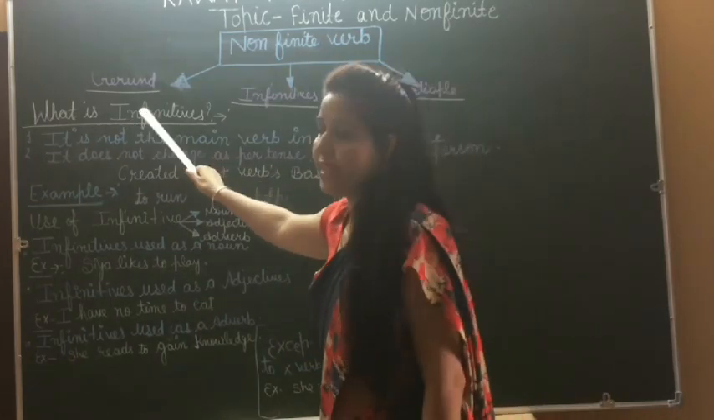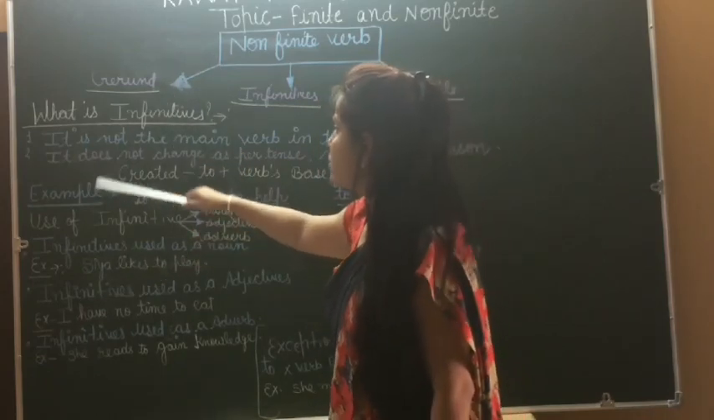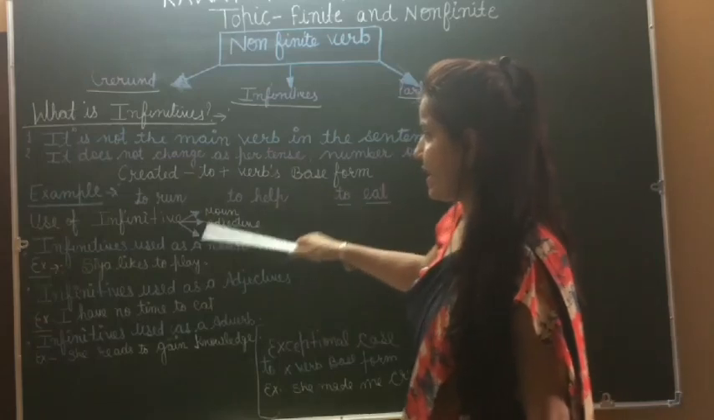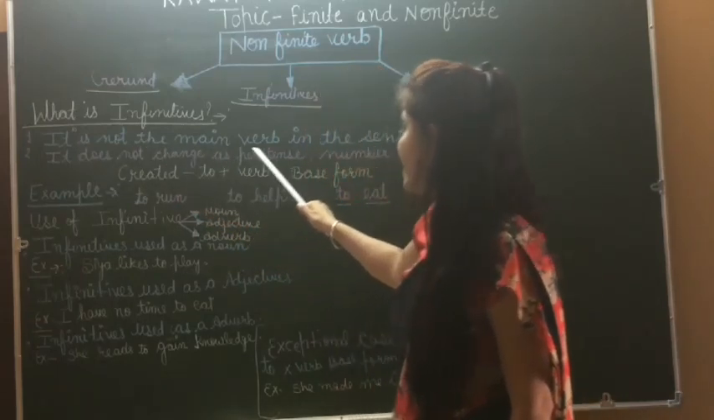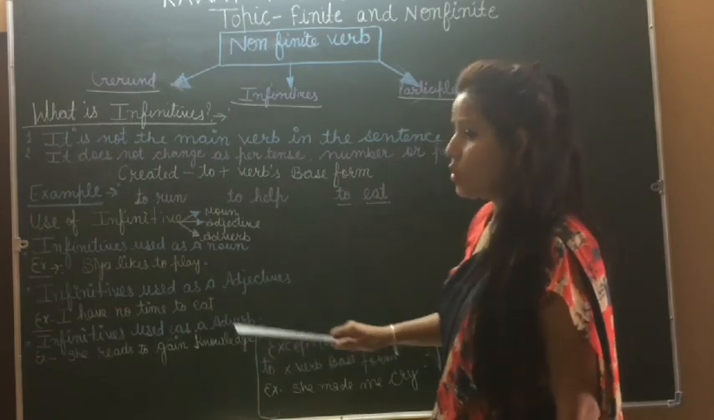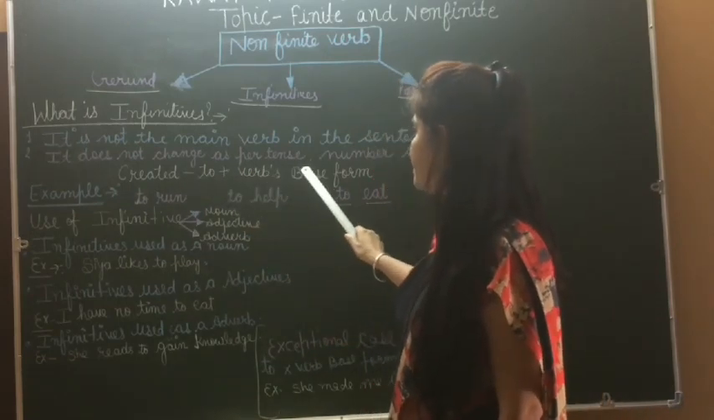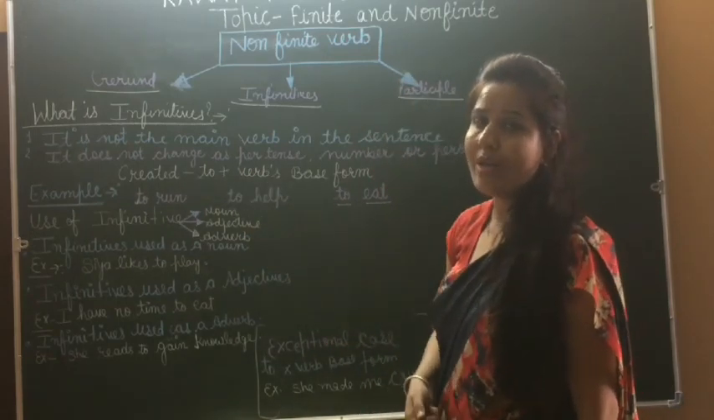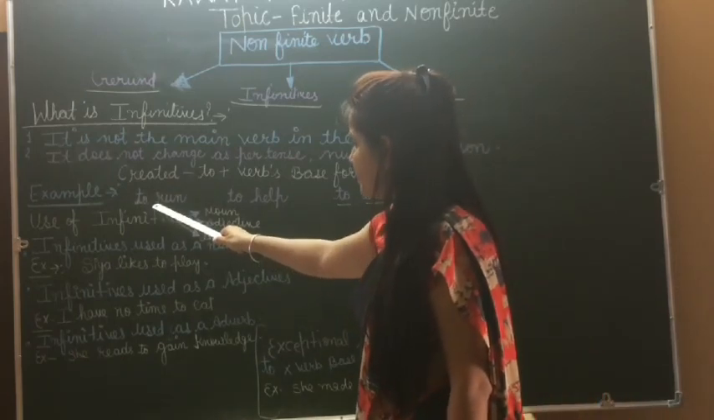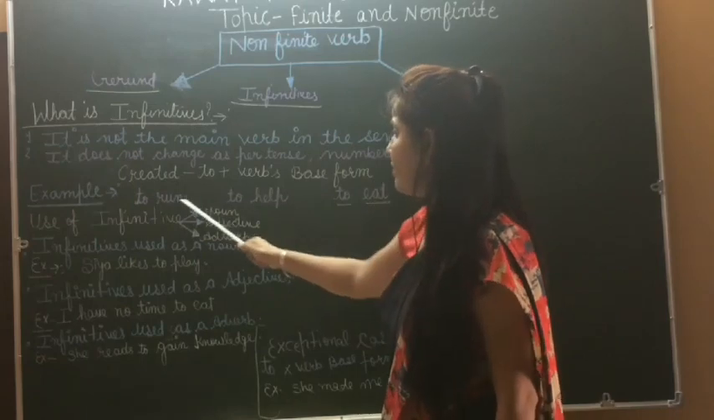Okay, so what is infinitives? Infinitive is not the main verb in the sentence, and second, it does not change as per tense and person. Okay, so it is created with the verb's base form. Okay, so now let's see the example to make it clear. Now all are examples of infinitives.